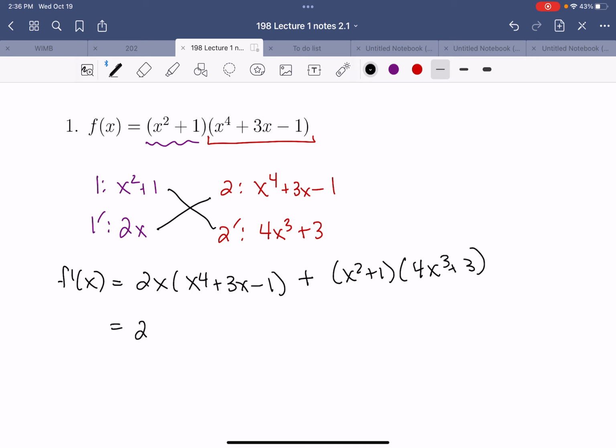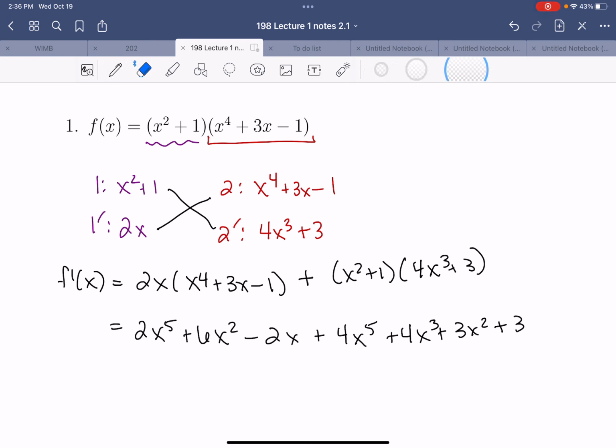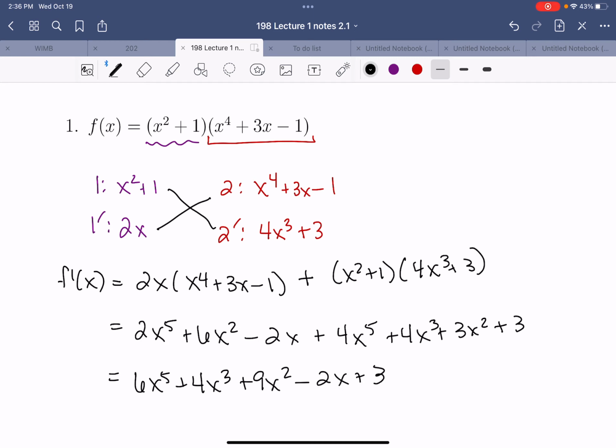Simplifying here, that's going to be 2x to the 5th plus 6x squared minus 2x. And over here we have 4x to the 5th plus 4x cubed plus 3x squared plus 3. If we combine like terms, that's 6x to the 5th plus 4x cubed plus 9x squared minus 2x plus 3.